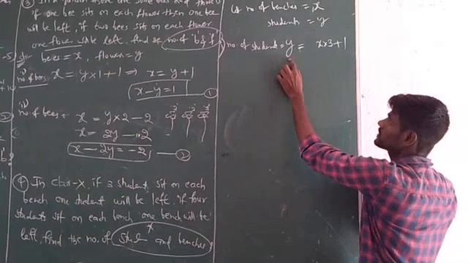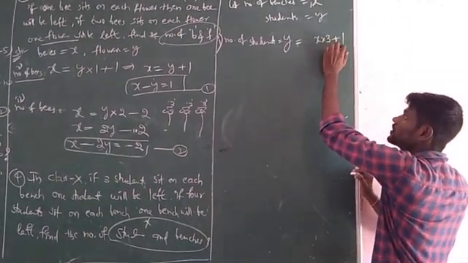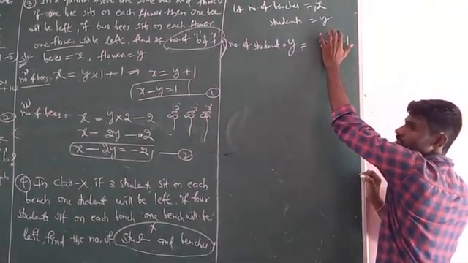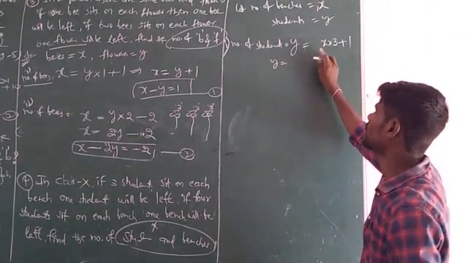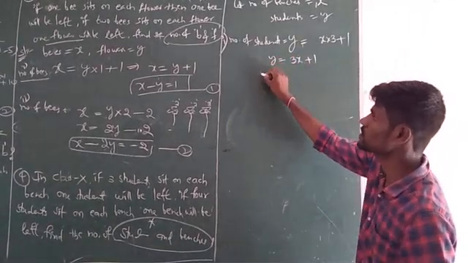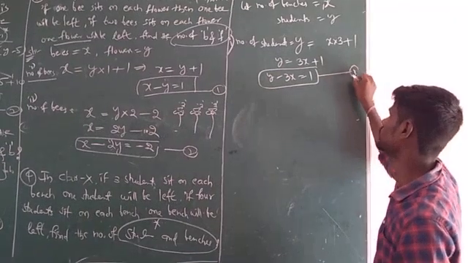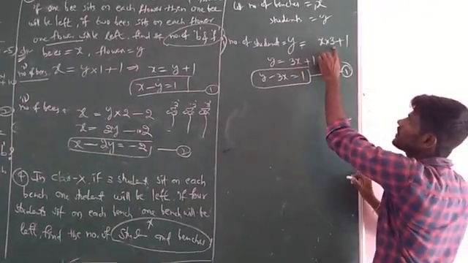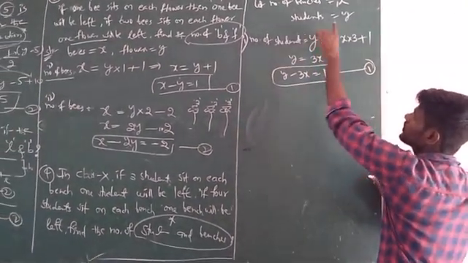So number of students: benches into 3 students, and one more student, is the total number of students. So the left side is the number of students and the right side is also the number of students. So what will we get? y equals x into 3, that is 3x plus 1. If we transpose, y minus 3x equals 1. Take it as equation 1. Is it clear? If 3 students on each bench, one student left, that is equal to the number of students.